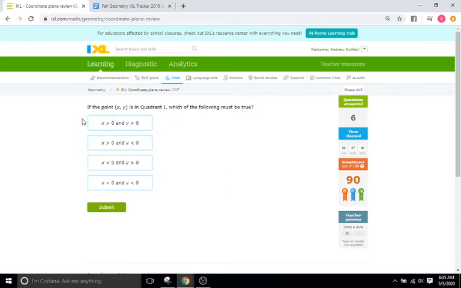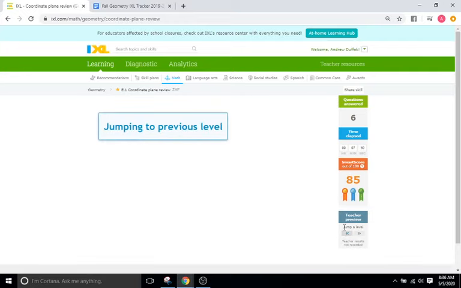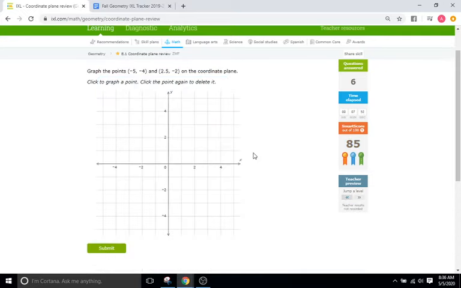Okay, if the point x, y is in quadrant 1, which of the following must be true? So what I will note is, here's a basic graph. Quadrant 1 is going to be the quadrant at the top right. Quadrant 2 is over here, top left. Quadrant 3 is the bottom left, and quadrant 4 is the bottom right.